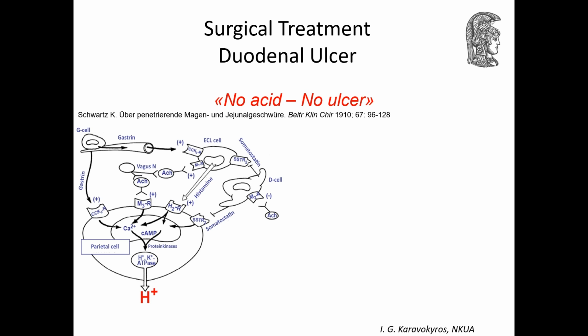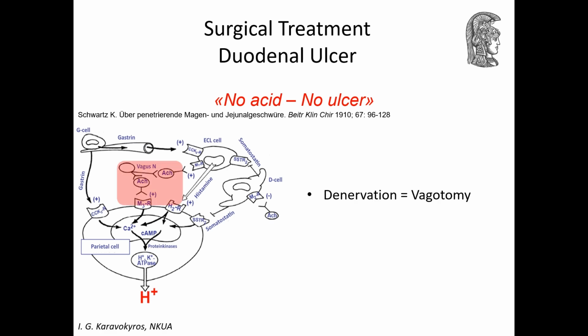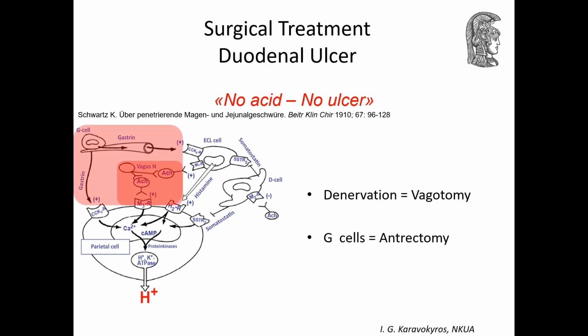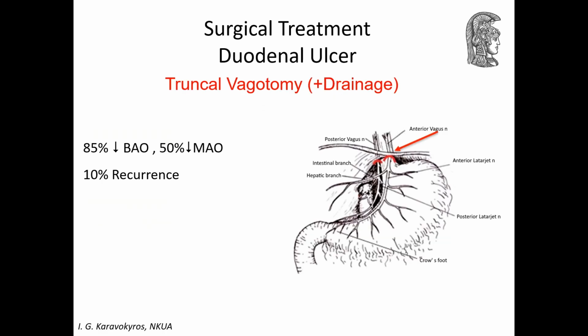Schwartz's dictum, no acid no ulcer, remains the basic tenet also for surgery. Gastric acidity can be surgically suppressed by denervating the stomach through vagotomy, and by resecting the gastrin-producing cells through antrectomy. Truncal vagotomy is the division of both vagus nerves as they enter the abdomen through the esophageal hiatus. It abolishes both neural stimulation of parietal cells and neurogenic gastrin release. Basic acid secretion is reduced by 85% and peak acid secretion by 50%. It is an effective operation with only 10% recurrence rates.